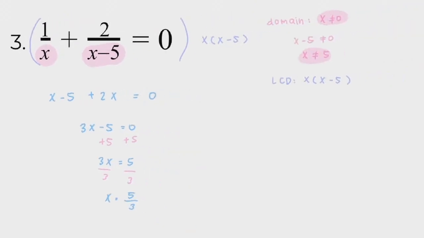And we had two numbers in our domain that x cannot equal. x cannot equal 0 or 5, but our answer is 5 over 3, so this is fine. So that's going to be our final answer.